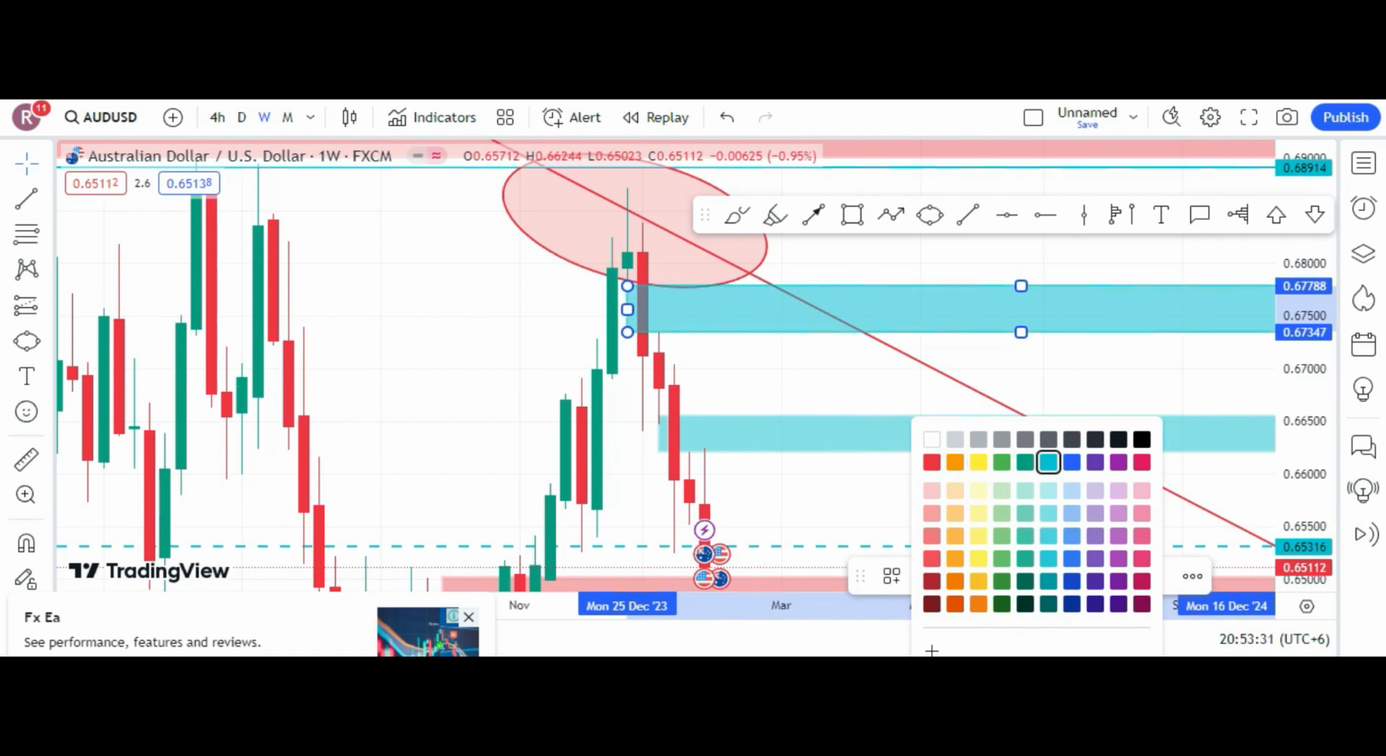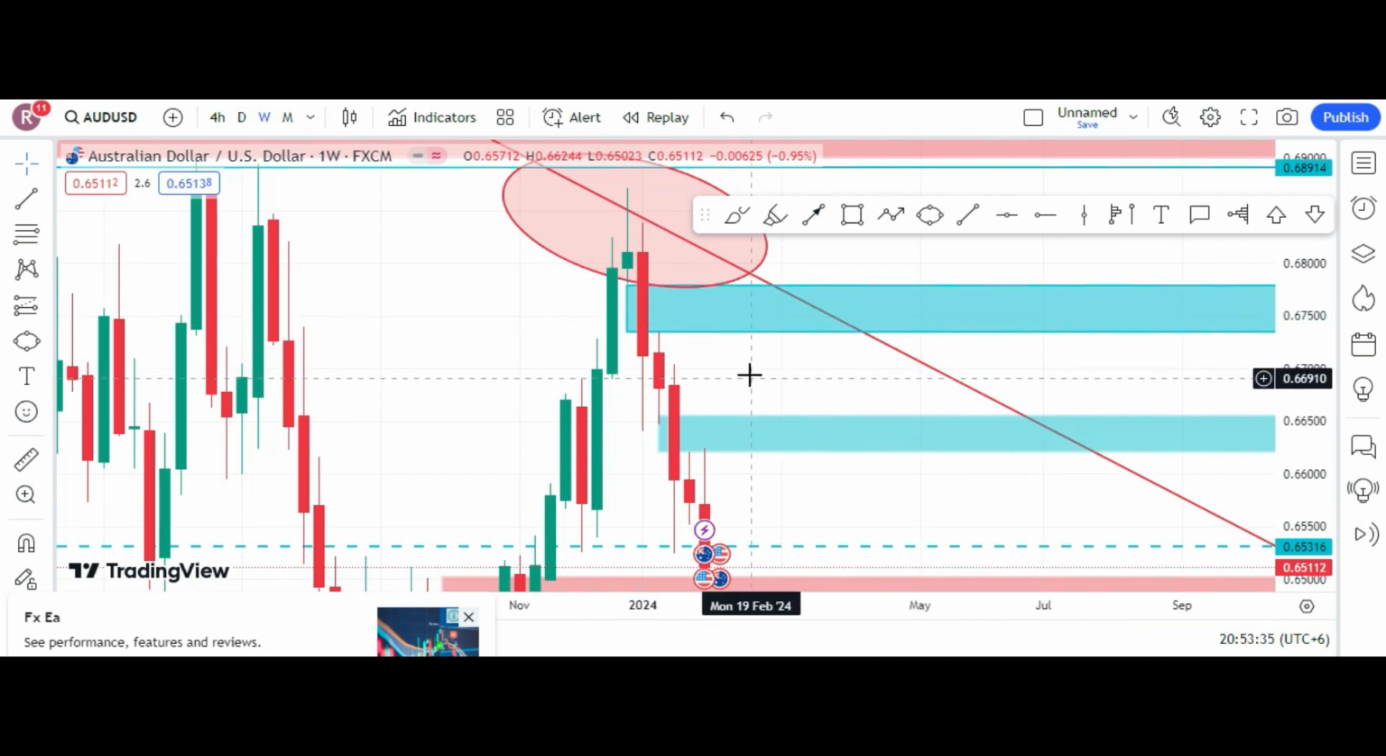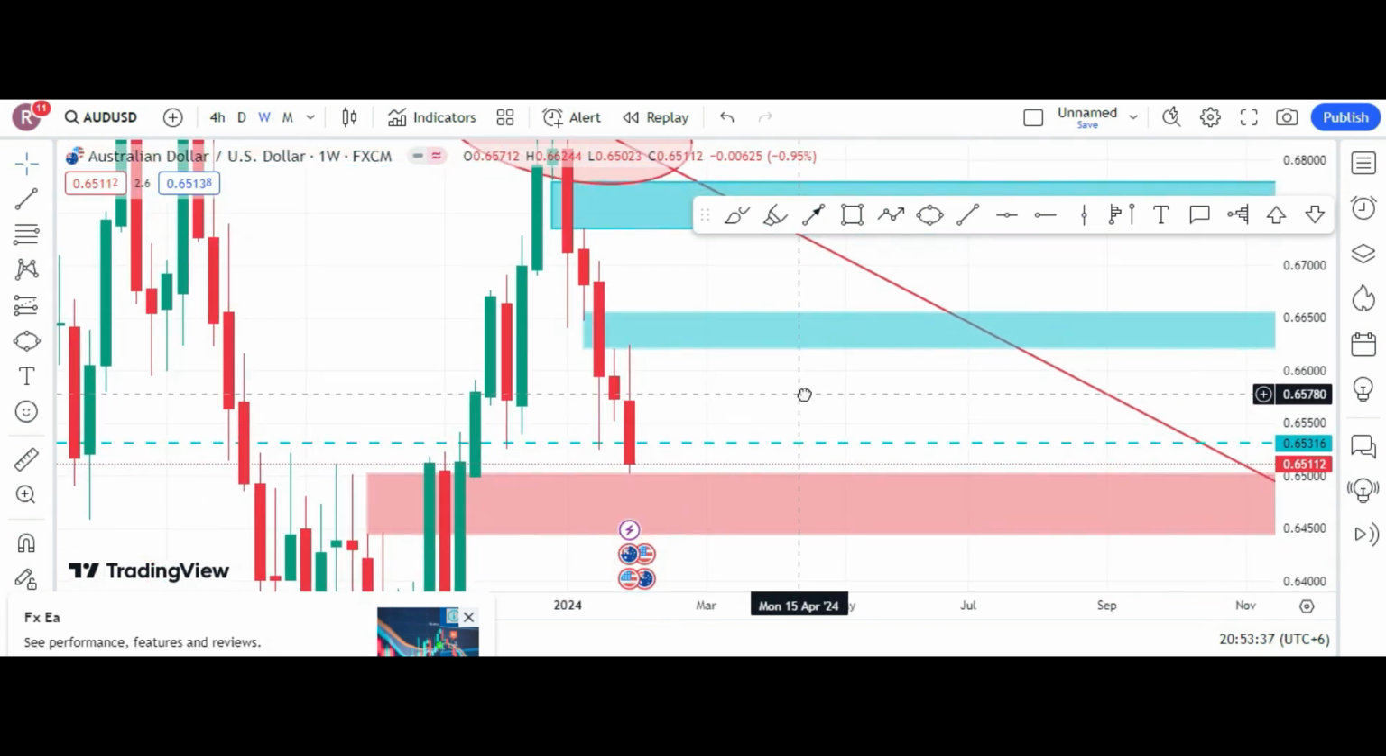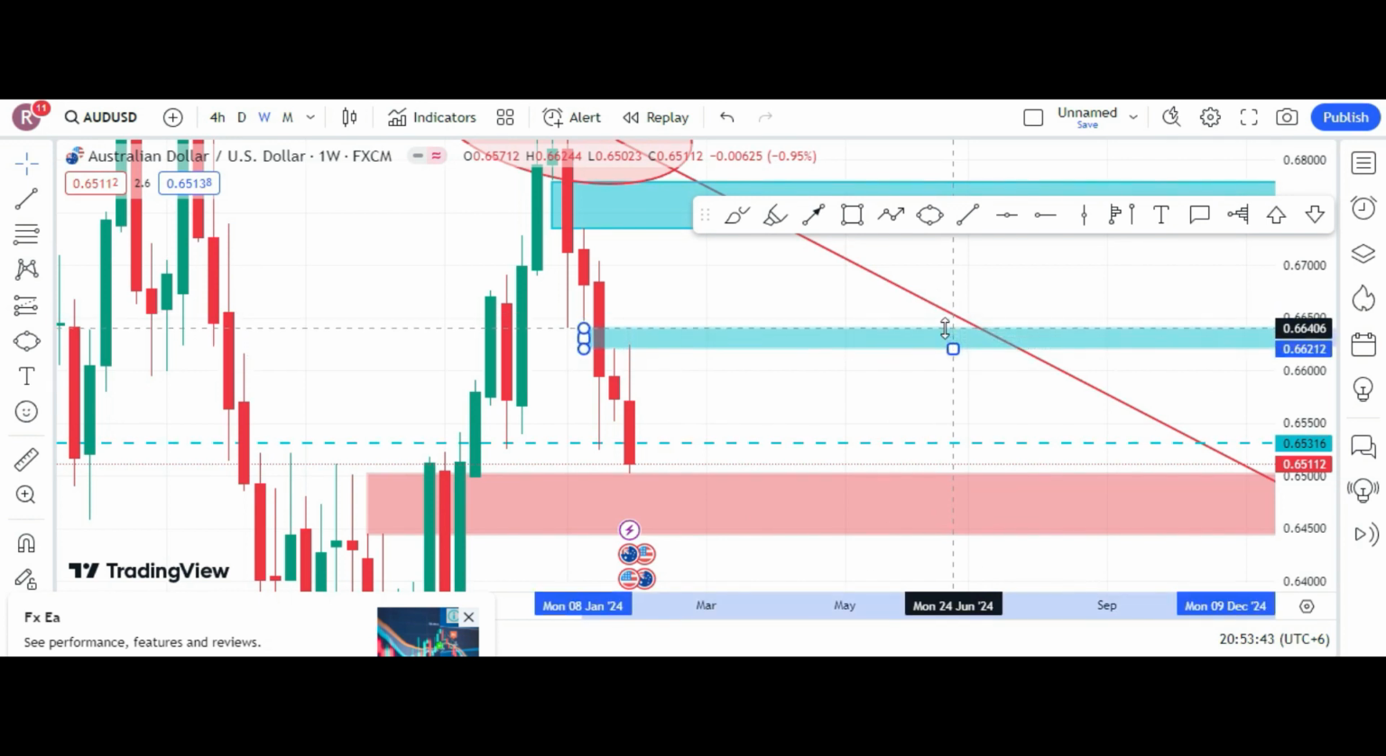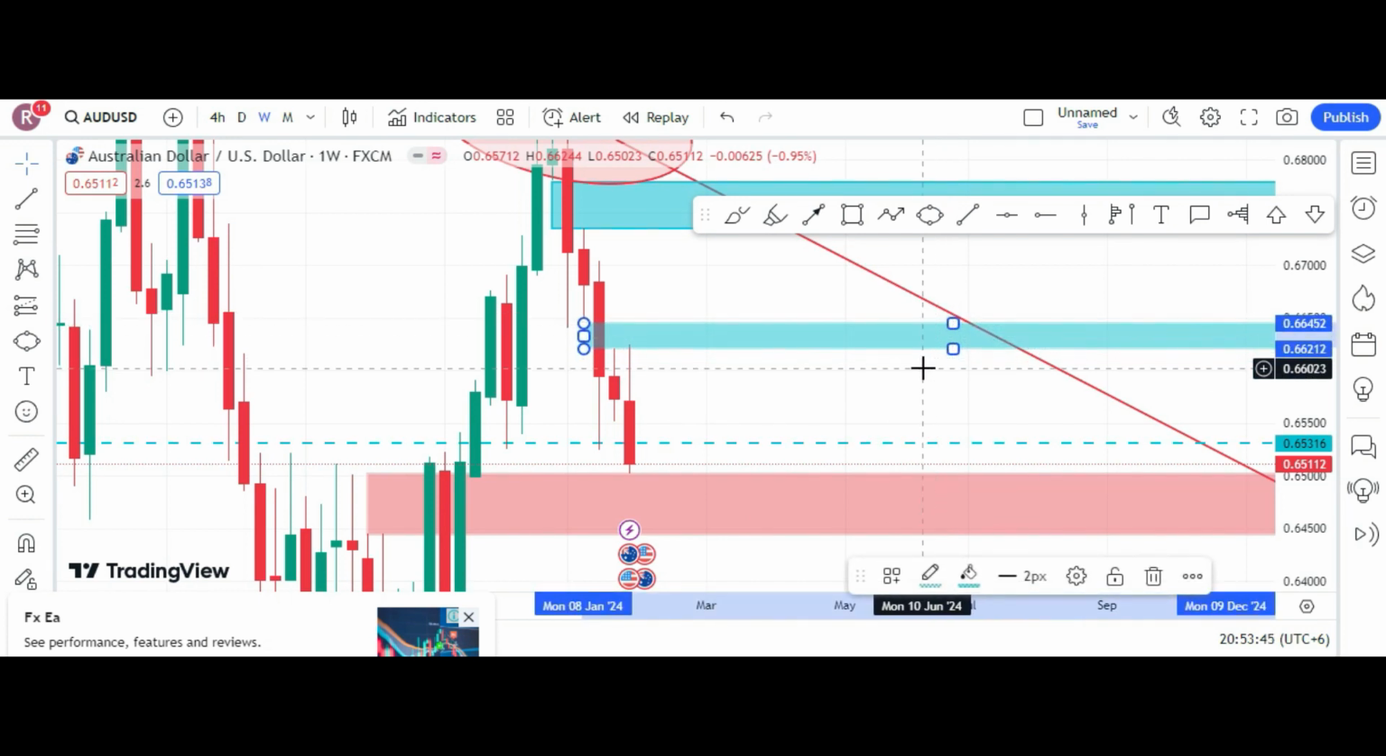Okay, let me increase a little bit higher. Okay, the second imbalance we have in the weekly is here. Okay guys, I am a little bit clumsy. This is the imbalance in weekly left.